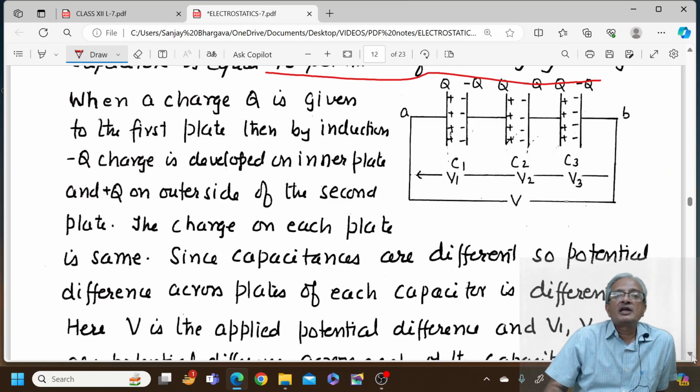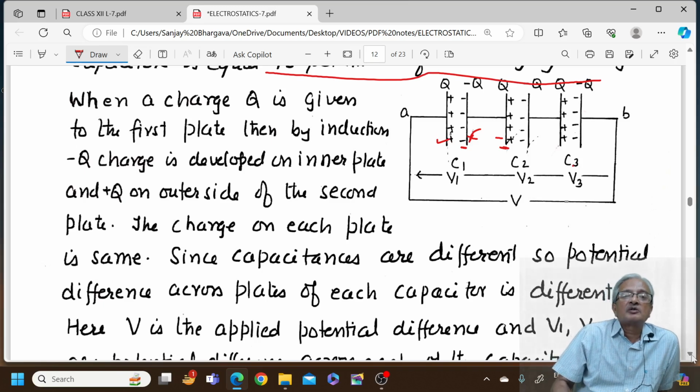Now we have 3 capacitors connected in series. If a charge plus Q is given to the first plate, it would induce an equal and opposite charge, minus Q, on the inner side of the second plate. On the outer side, it will have a positive charge. What will happen? The negatively charged electrons from the third plate would come and neutralize this charge. So this plate would have a deficiency of electrons and would acquire a positive charge. The process continues, and the alternate plates get positive and negative charges which are equal in magnitude.